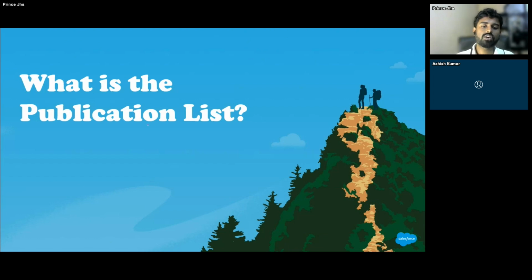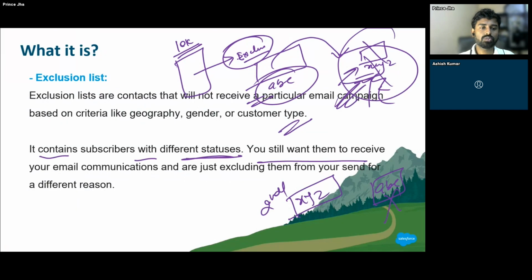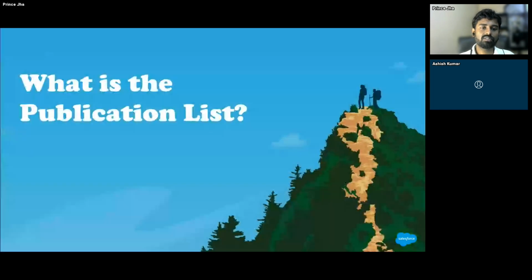Okay. So we discussed two things, the exclusion list and the suppression list. Now I will talk about the publication list. What is the publication list? It is very helpful, and this is for the users. Many of you are aware of the publication list, but you don't know the name, though you know what it is.